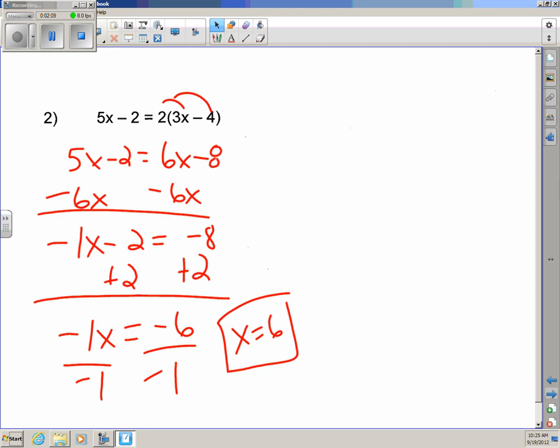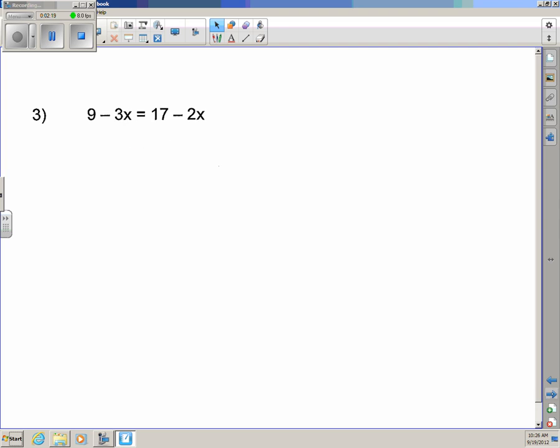Okay, I wonder if something is not right here. Hold on. 5x minus 2 equals 6x minus... Oh, no, that's right. My notes happen to be wrong on this one. Okay, so that's good. Go to the next one.